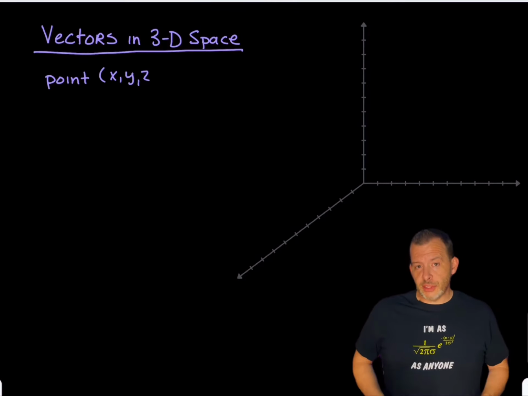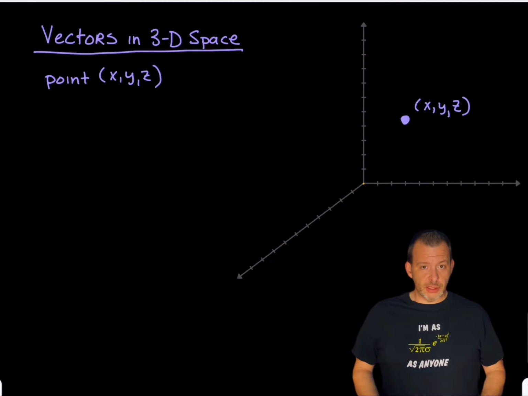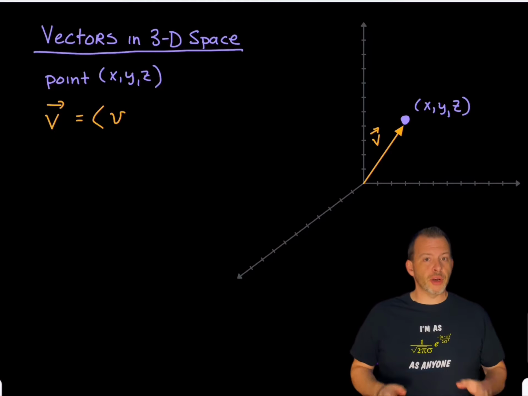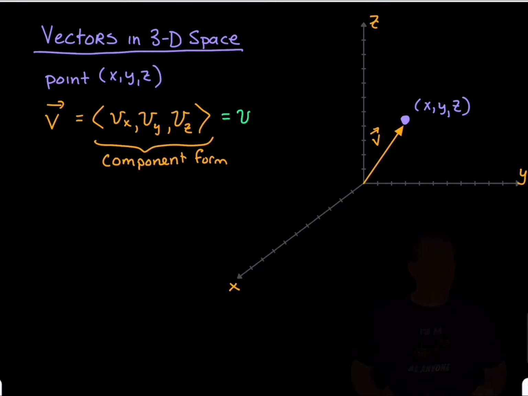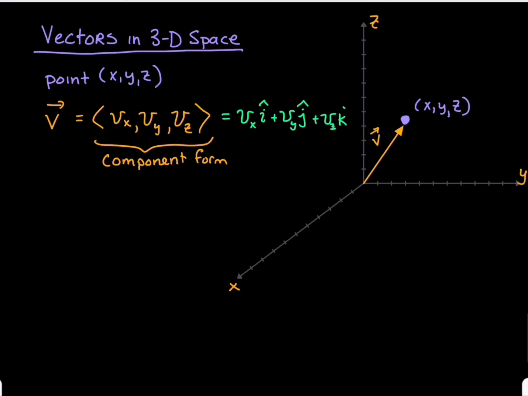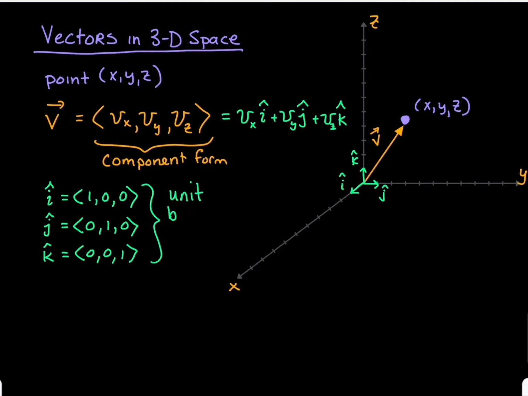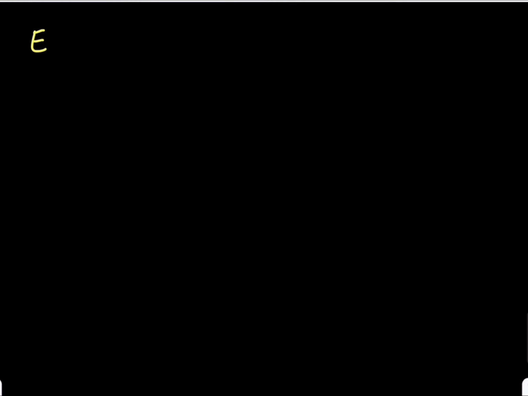Now, vectors in three-dimensional space consist of a linear combination of components and basis vectors. Vectors in three-dimensional space work pretty much the same as vectors in two-dimensional space. There's an added basis vector, k hat, which goes along the z direction.